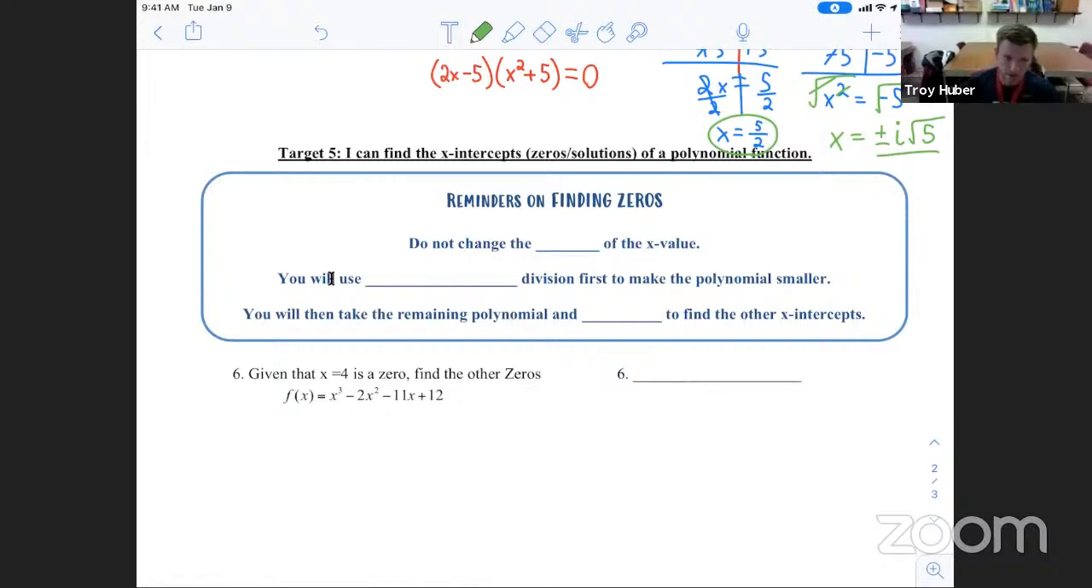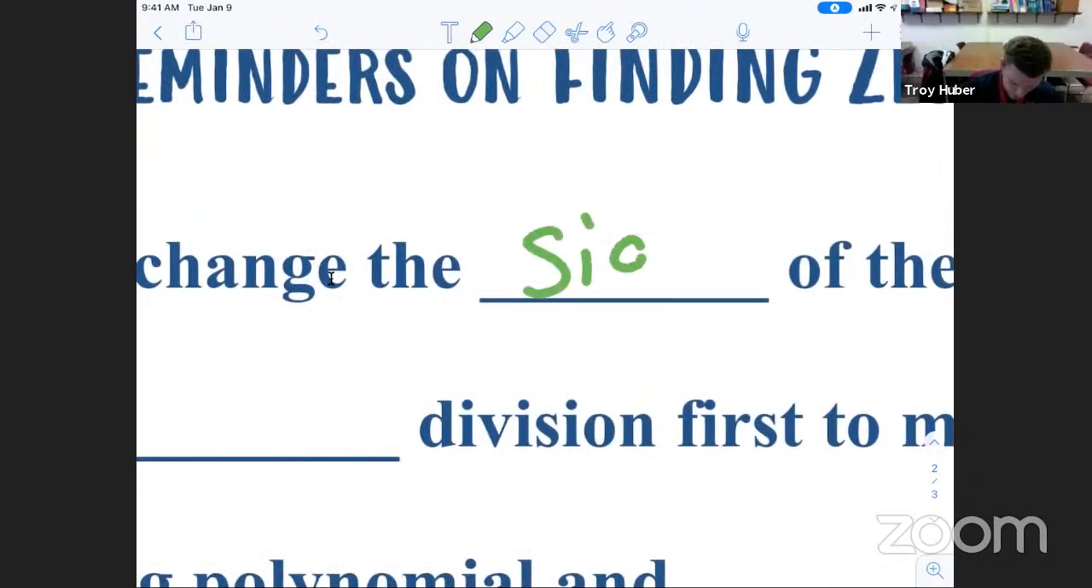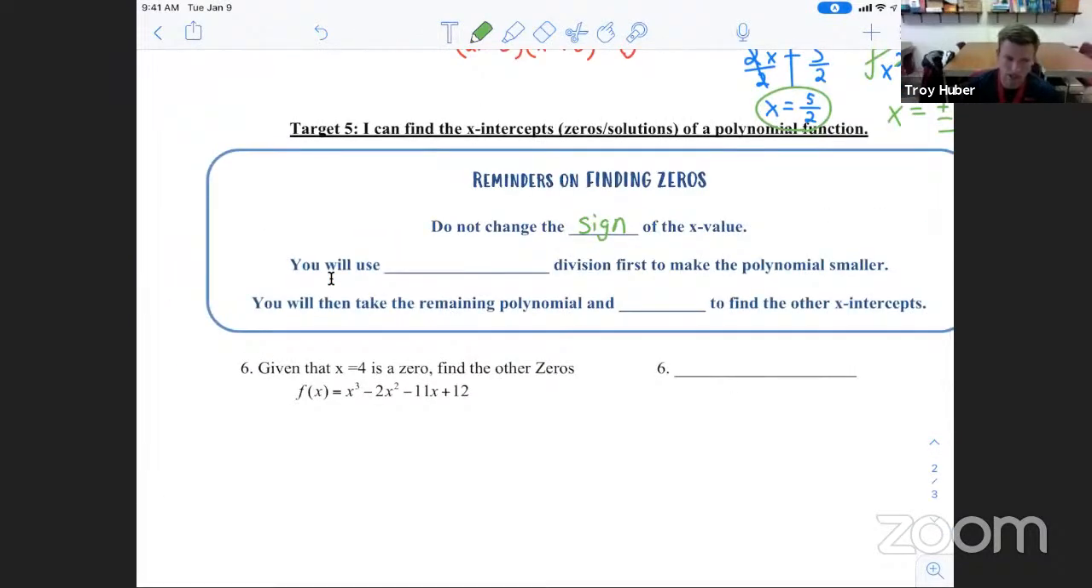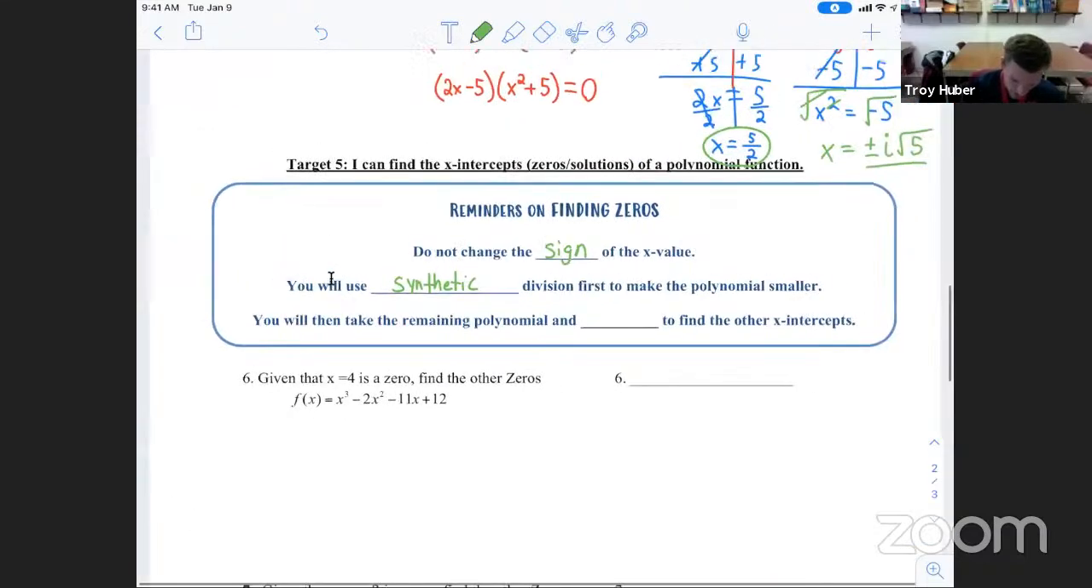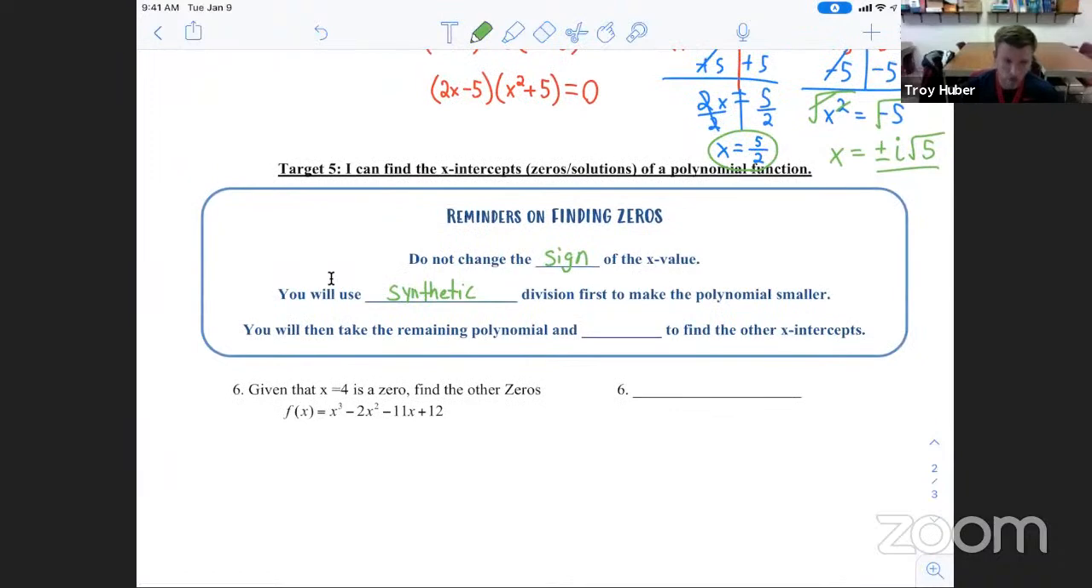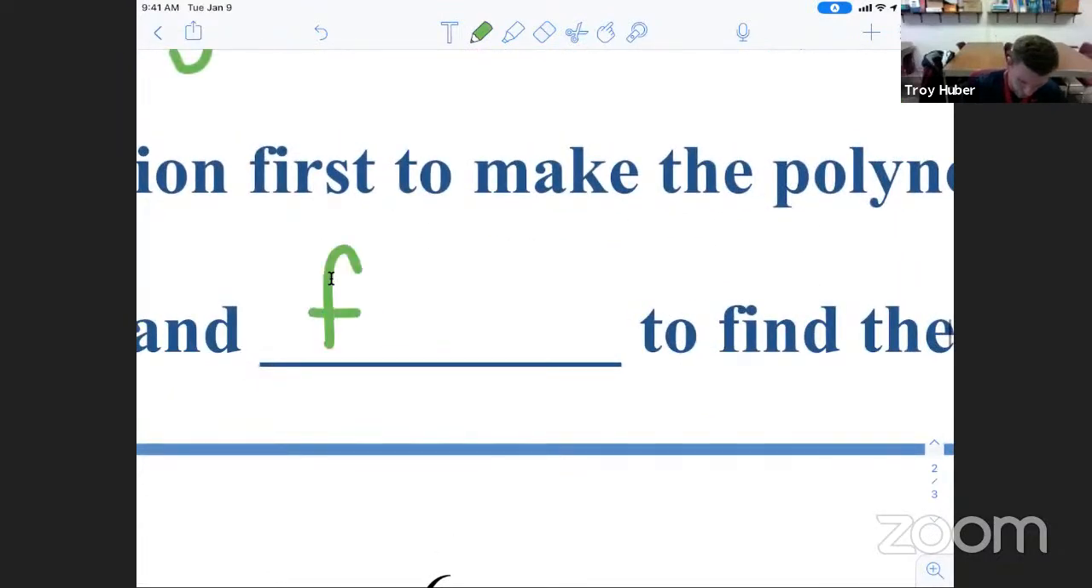So reminders on finding zeros. Do not change the sign of the x value. Okay, do not change the sign. You will use synthetic division first to make the polynomial smaller. So we're going to use synthetic division. You will then take the remaining polynomial and factor. So it's the 2 things that we just talked about. First, we're going to do synthetic division like we did in the first section. Then we're going to factor like we did in the second section.